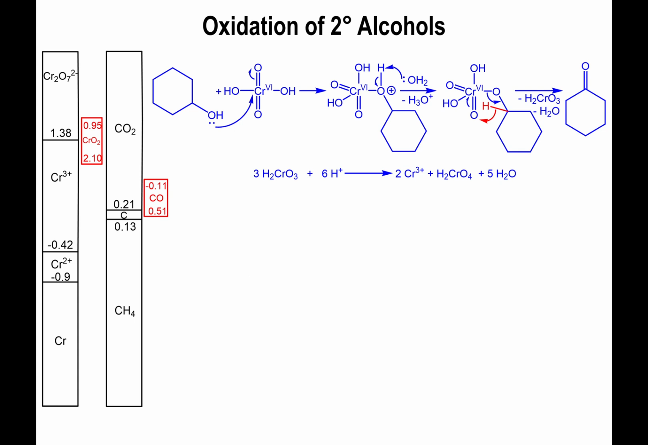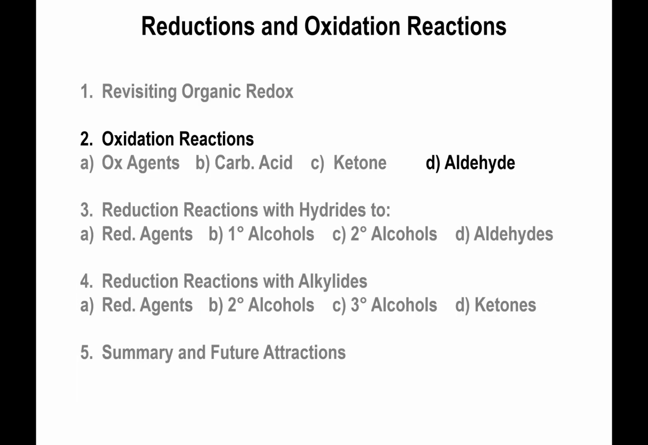Secondary alcohols make your ketone, and it's via the same process. You only have one CH bond on the carbon where the OH functionality is located. Therefore, you only have one acidic enough hydrogen atom that can be removed. All right, so that brings us to the aldehydes.